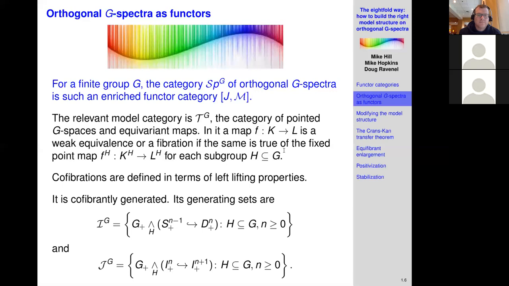So you take the usual generating maps. For cofibrations, you want to consider the maps of inclusions of spheres into disks with disjoint base points, and you may want to induce up from a subgroup H to G, as indicated here, and similarly for trivial cofibrations. So this is a cofibrantly generated model category.